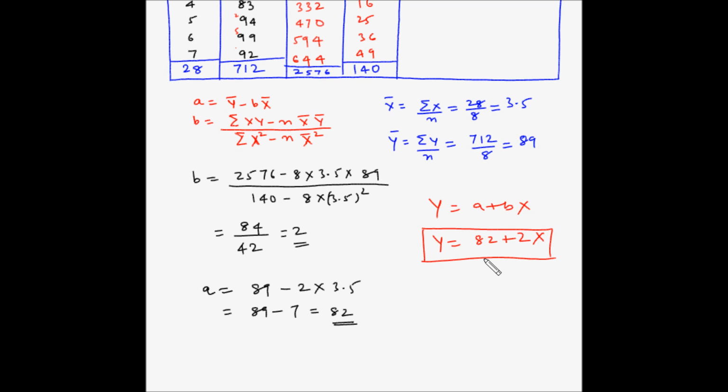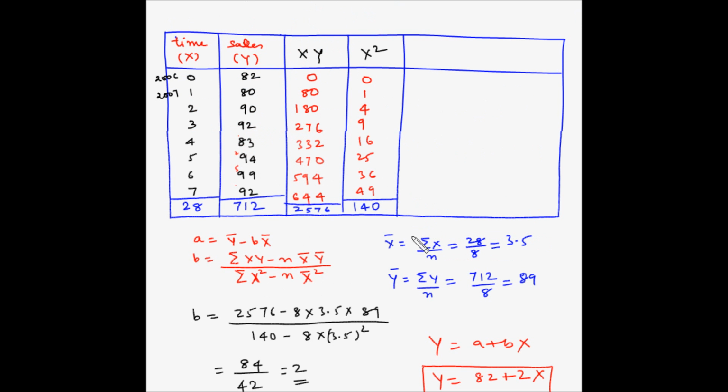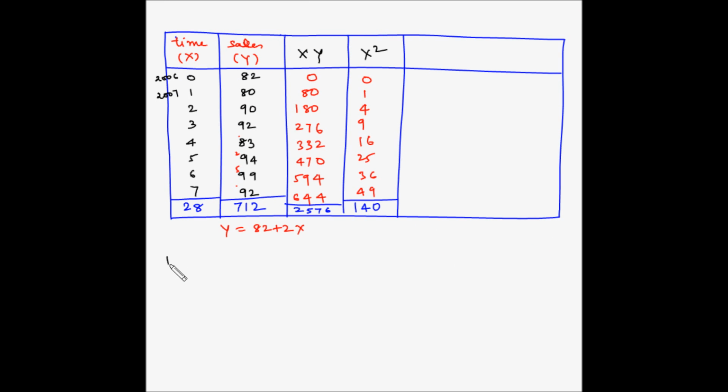So the first part of the example is done, which was to find the trend equation for the data given to us. Now the second part is to determine the sum of squares of deviations. So let us find that. Now part B is: determine the sum of squares of deviations.